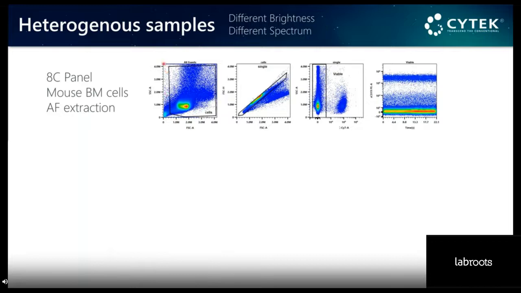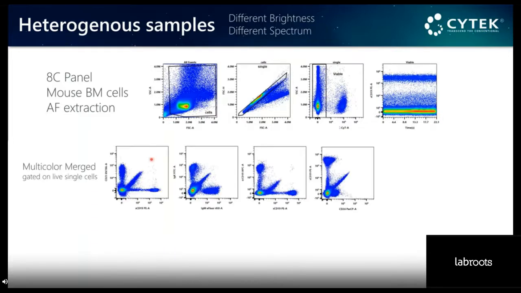What we did was eliminate unwanted events. We remove cell debris. We remove all these marginal bright events. And what we are getting here is the single cells. We remove any cell doublets and aggregates. And we also remove dead cells using a viability dye. And we pay close attention to the stability of the fluorescent signal using time as a parameter.